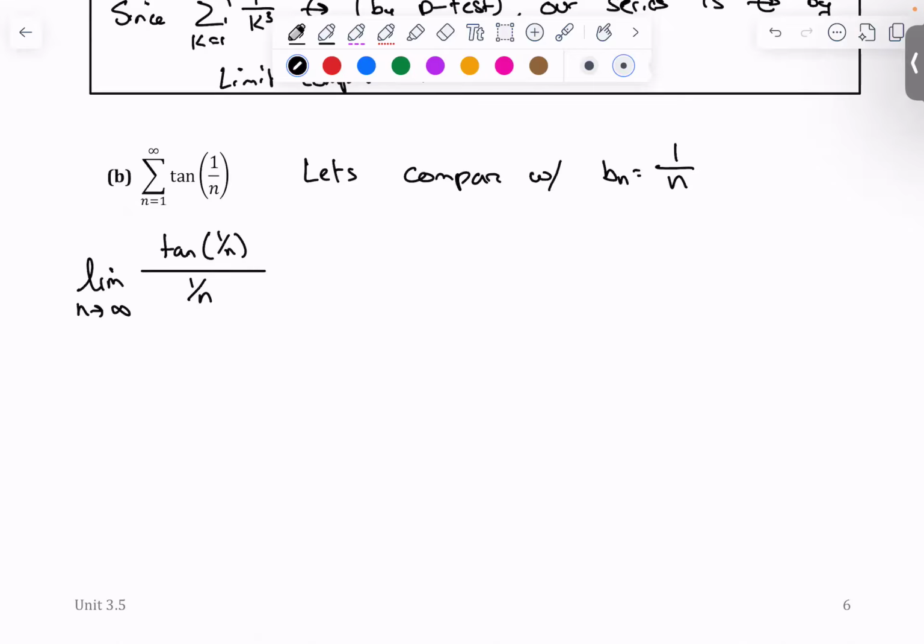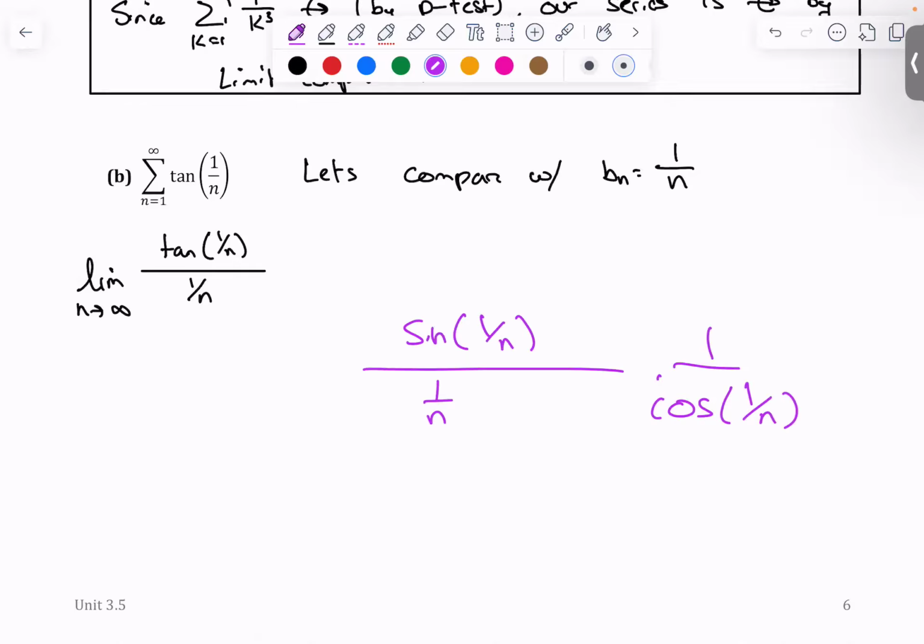Now, this limit can be found in 2 different ways. You can either, as Parker suggested, look at this as sine of 1 over n over cosine of 1 over n. And then you have sine of 1 over n. Let me write this down so you can see it. You'll have sine of 1 over n over 1 over n times 1 over cosine of 1 over n. Do we all see how that can happen?